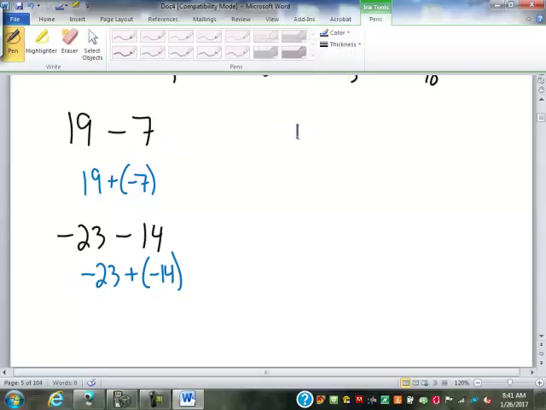So up here, we have a positive 19, negative 7 is shorter. So that tells us that's going to be a positive 12. Right? So on the positive side, the difference between 19 and 7 is 12. We knew that 19 minus 7 is 12. Down here, negative 23, negative 14 goes the same direction. That's a negative 37.